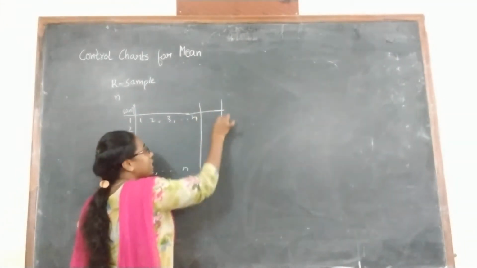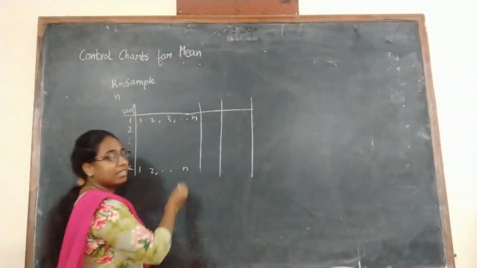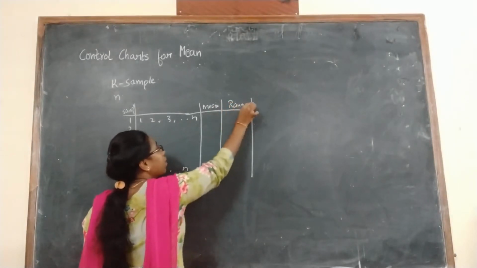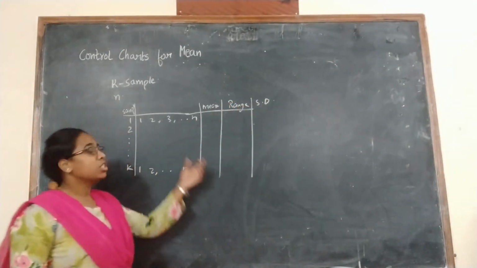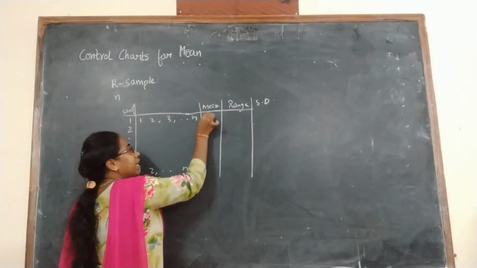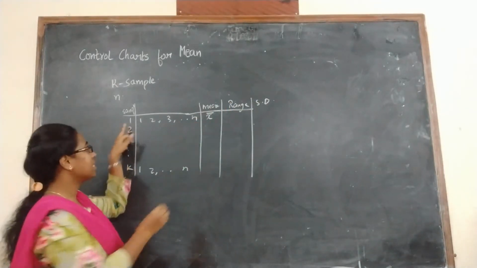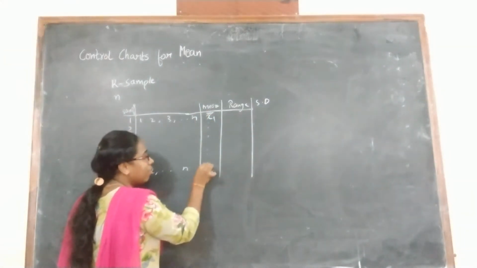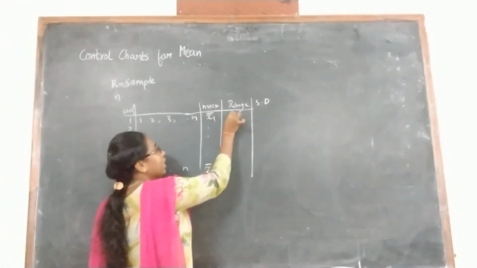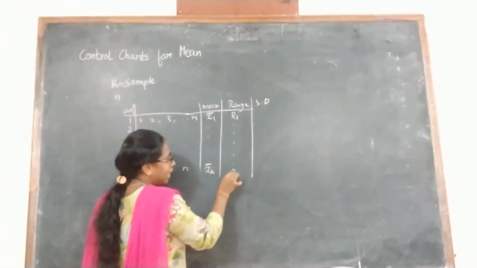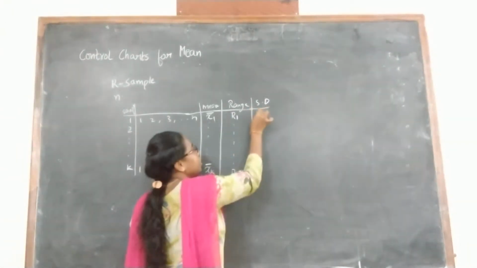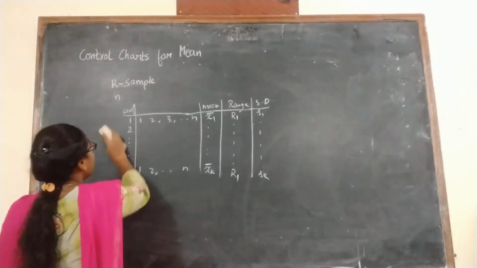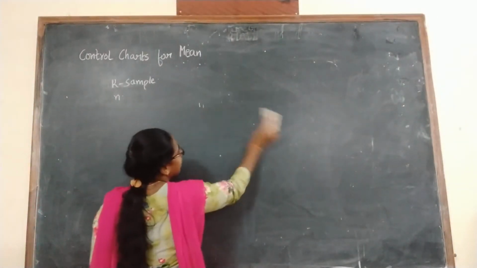For each and every sample, we will be calculating the sample mean, range and also the standard deviation. The sample mean is denoted with x bar, so for the first sample I will write x1 bar, and similarly for all the k samples I will find the sample mean. Similarly, I will find the range for all the k samples and the standard deviation for all the k samples. Now we will see what the formulas are for sample mean, range and standard deviation.